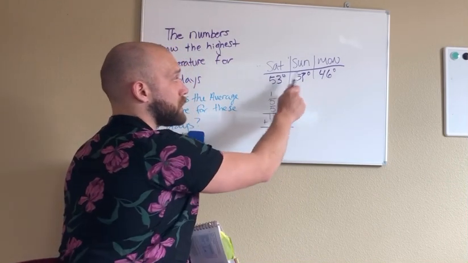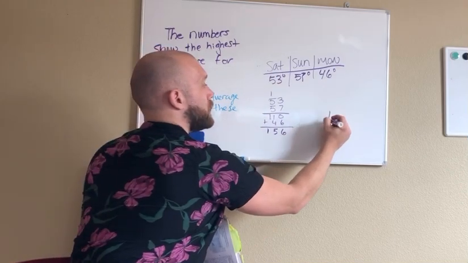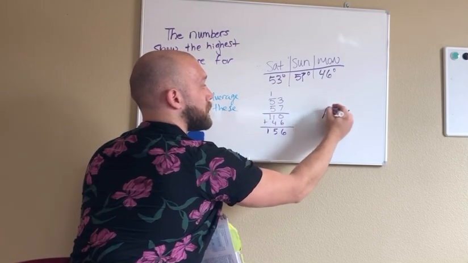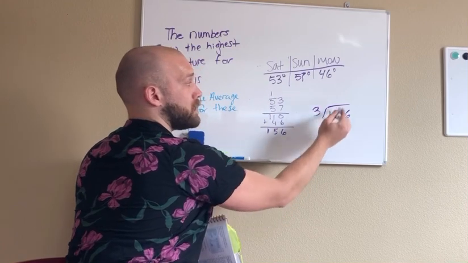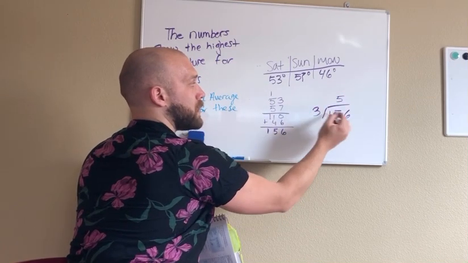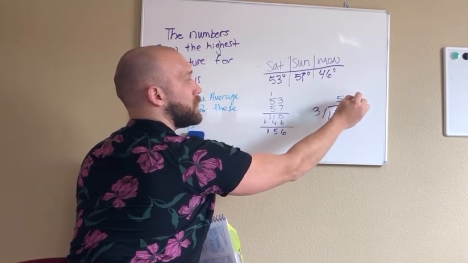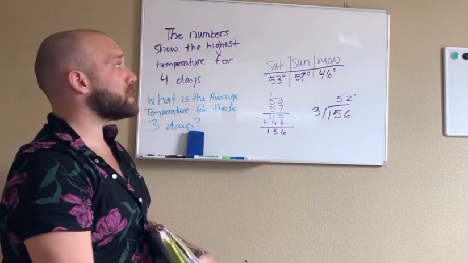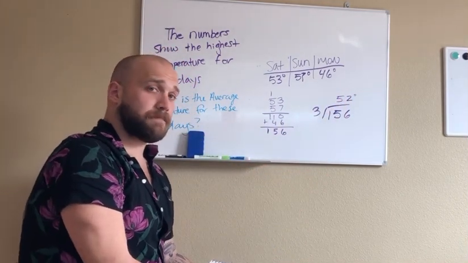3, because there's 3 days. So 156 divided by 3. 3 can go into 15 5 times, and 3 can go into 6 2 times. So I know the average temperature for these 3 days is 52 degrees.